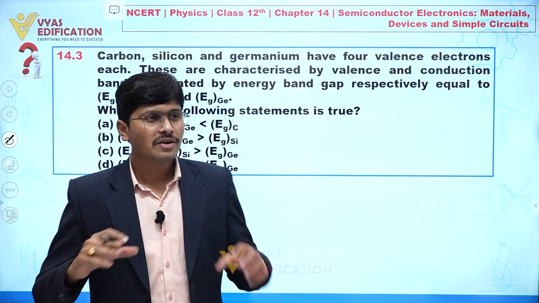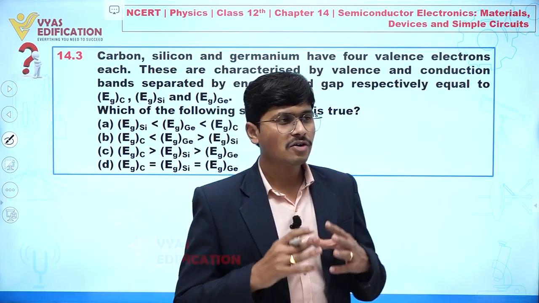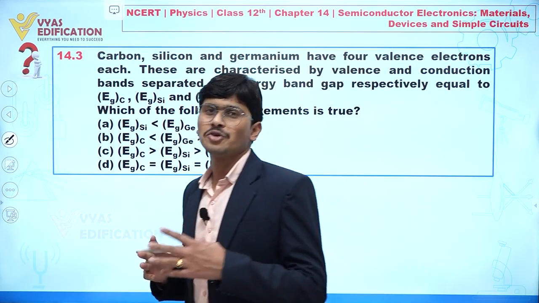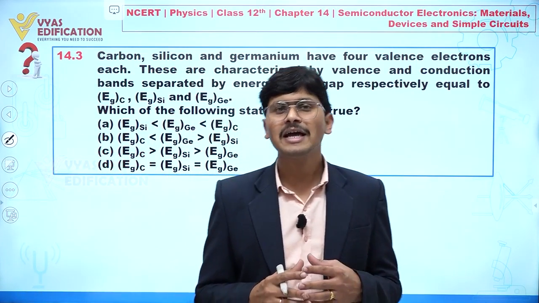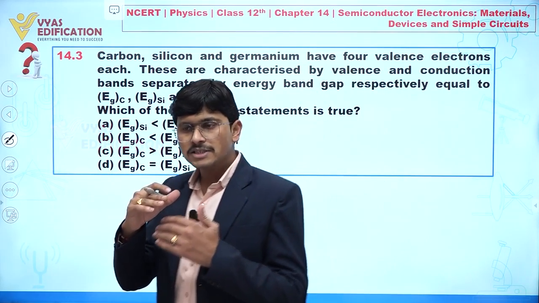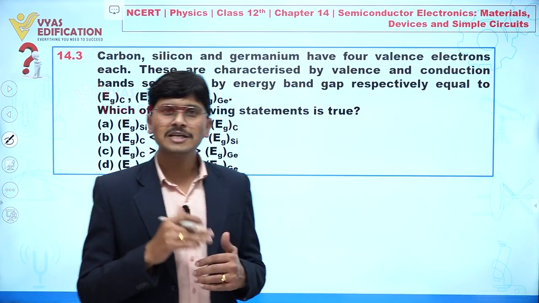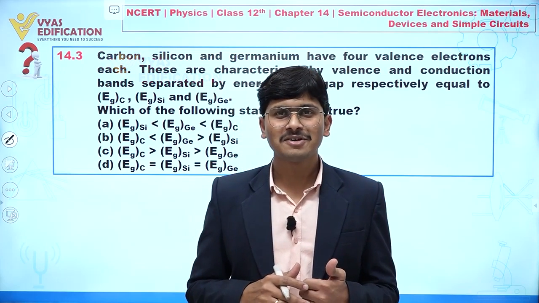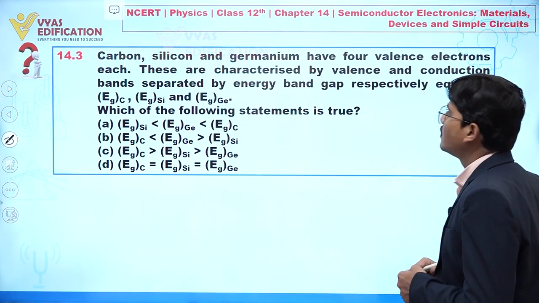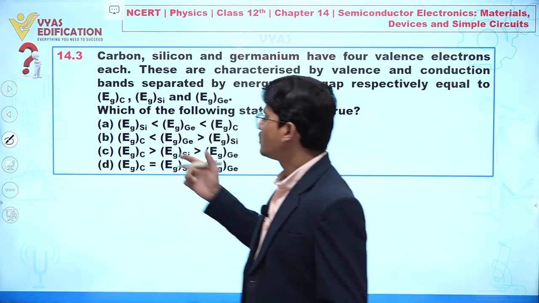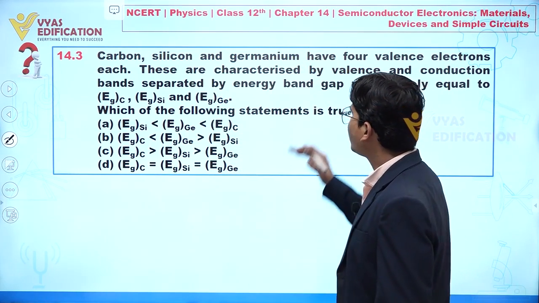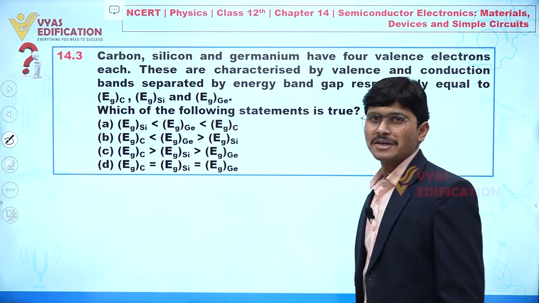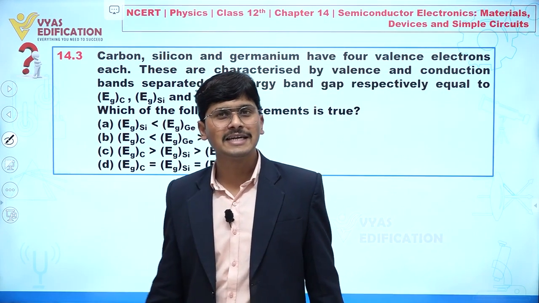Now we know in semiconductors we always understand band theory. Clear? And in band theory we have 2 types of band, conduction band and valence band. The energy difference between conduction band and valence band is known as the energy gap. Clear? This energy gap is denoted by E_G(C), E_G(Si) and E_G(Ge). Now we have to find the correct statement regarding the order of this energy gap.